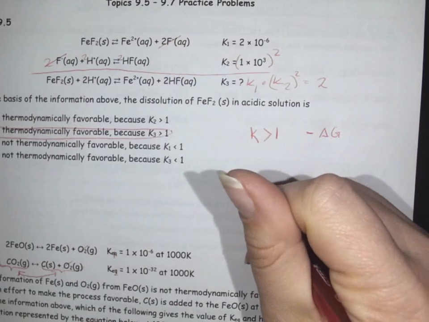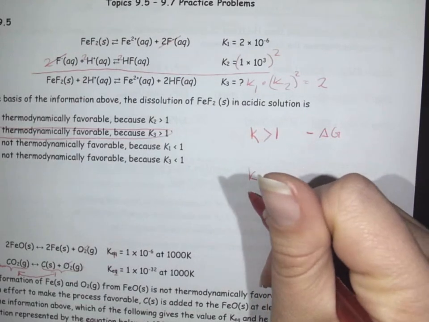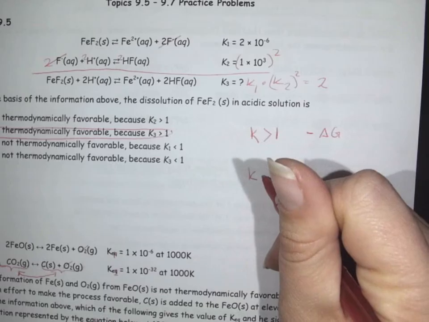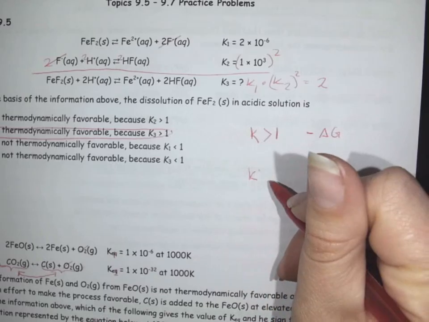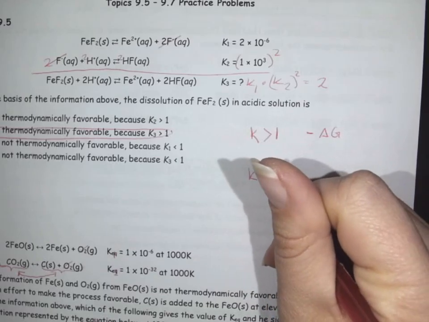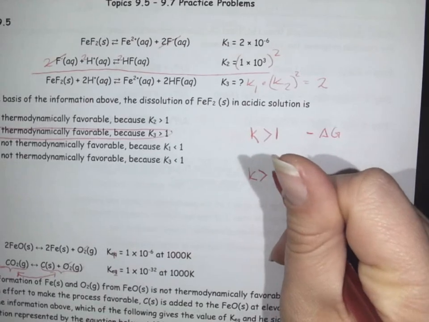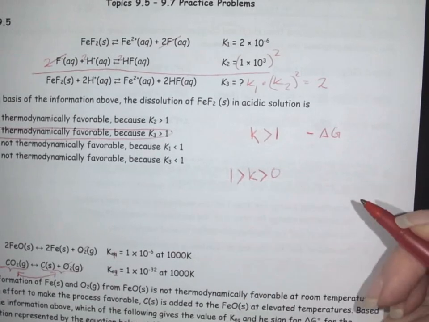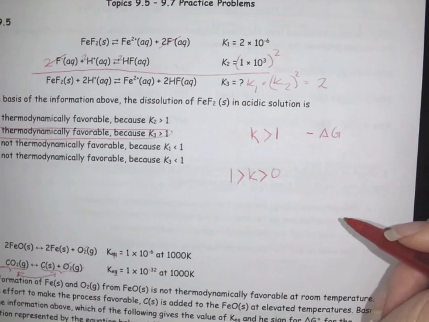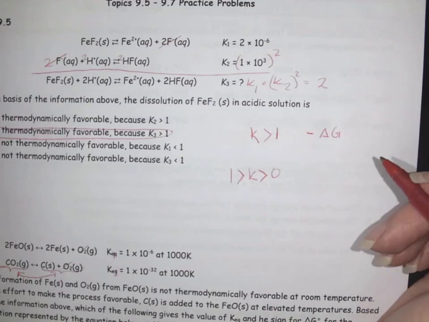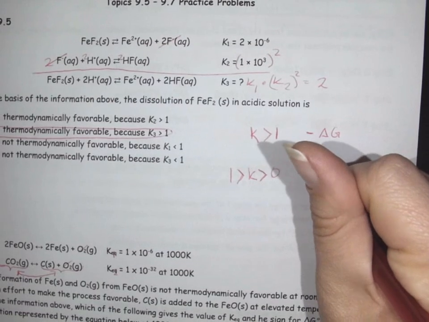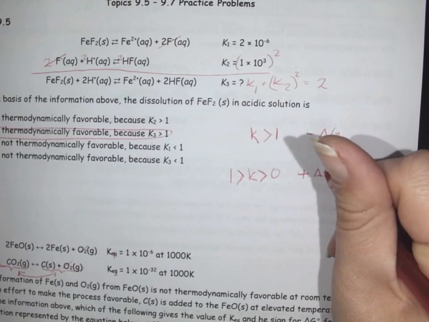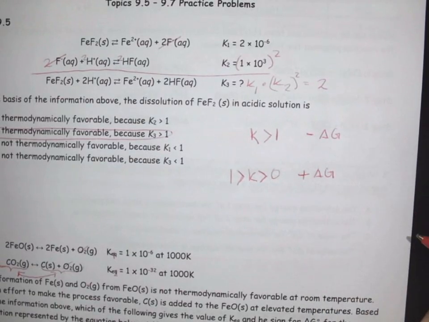Other things, if the K value is larger than 0, but less than 1. Okay, so when the K value is in between 0 and 1, that is a positive delta G. This is not thermodynamically favorable. The reaction is not readily occurring.